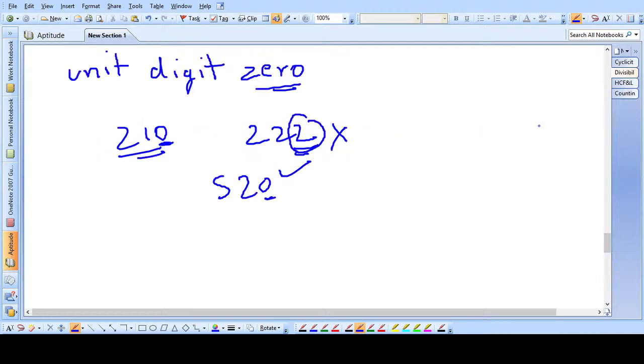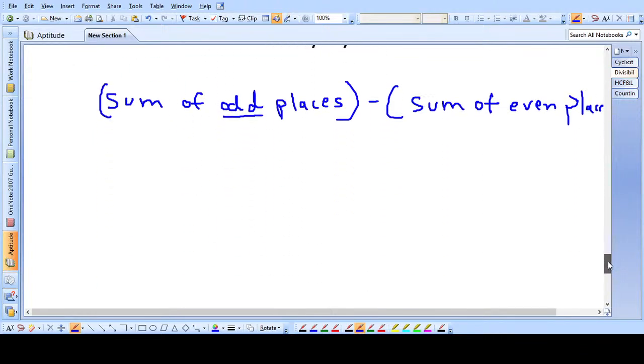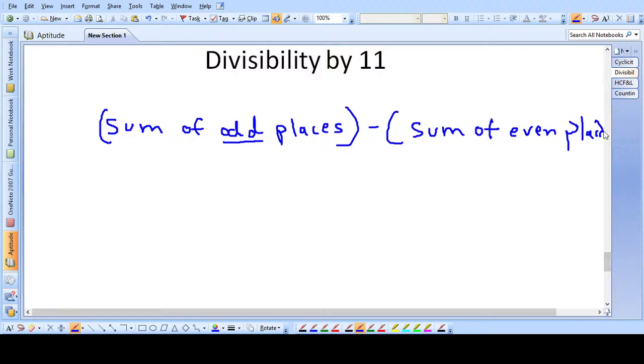Then the number which comes should be divisible by 11, or it can be 0 also. It can be either 0 or it should be divisible by 11, and then only the whole number is said to be divisible by 11.